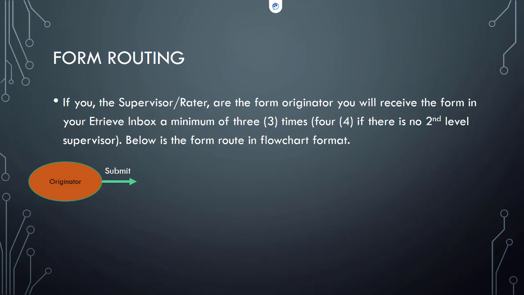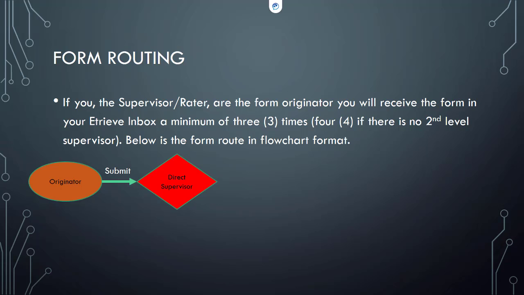All right, so the form routing can be a bit confusing for some folks because it goes to the direct supervisor so many times, especially if the supervisor is the originator of the form. If the direct supervisor is the originator of the form, they're going to fill out the routing section and put their name in as the direct supervisor. So when the originator clicks Submit, it goes to the direct supervisor. If the direct supervisor is the originator, he or she will send the form to themselves.